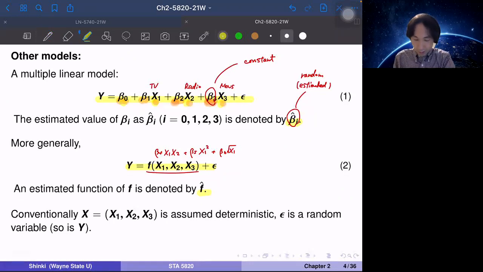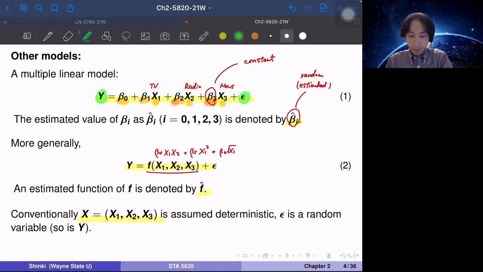Conventionally, these x are regarded as deterministic, and the epsilon is random, and y is random. So you can see that, for example, only random terms are here and here. Okay, so x and betas are deterministic. So x is given, the predictors. So the x is deterministic, and the beta naught, beta 1, beta 2, beta 3, these are parameters. So in the frequentist approach, these are constants.